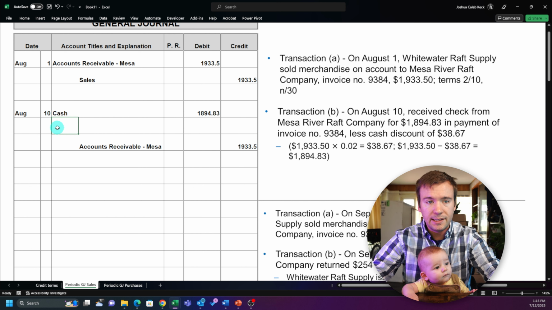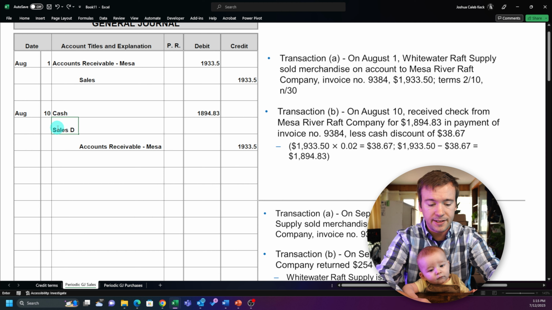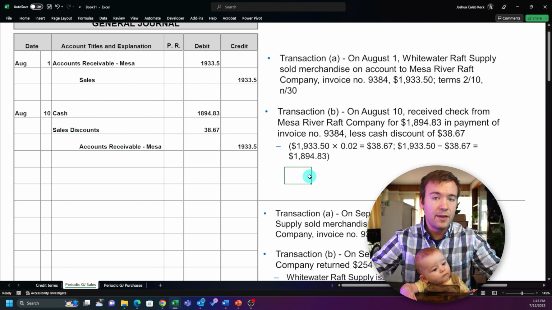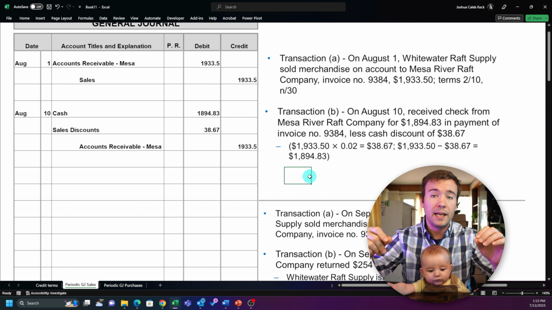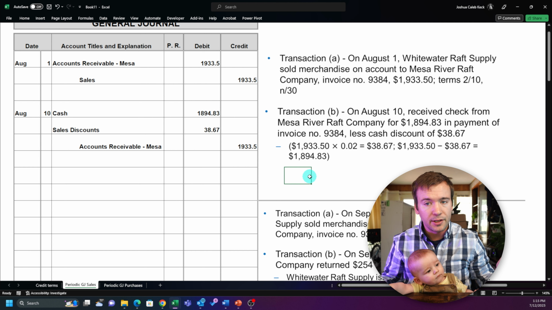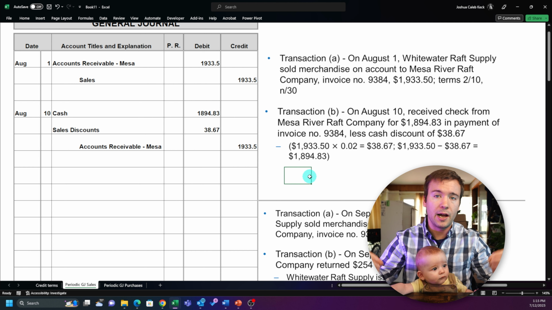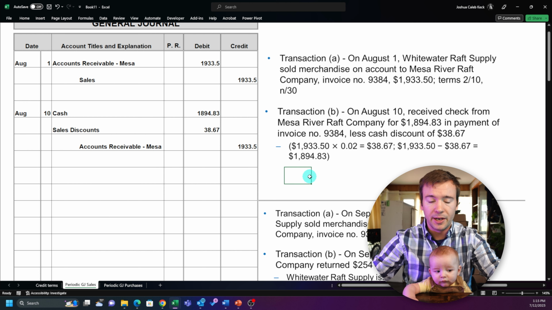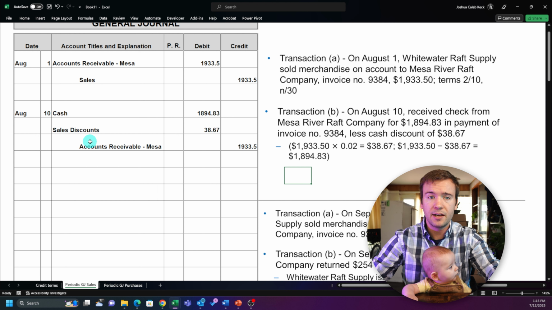So I'm going to have a debit, and I'm going to use a new account called sales discounts. And that's where the $38.67 is going to be. All right. It's a cash discount in the terms that we gave it to the customer because they paid us cash in advance, but it's a sales discount because it's on a sale. Now, there's also going to be a purchase discount when we are buying stuff from our suppliers and paying them ahead of time. So that's the journal entry. So debit to cash, debit to sales discounts, credit to AR.